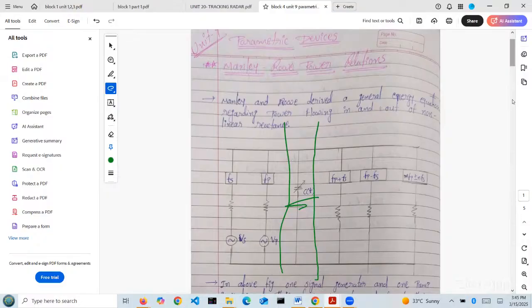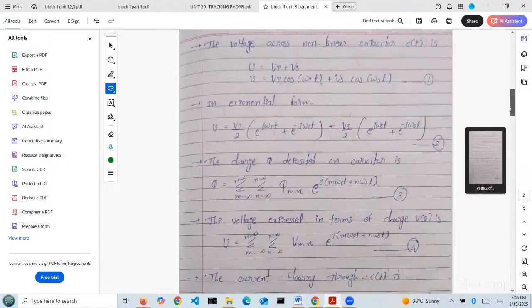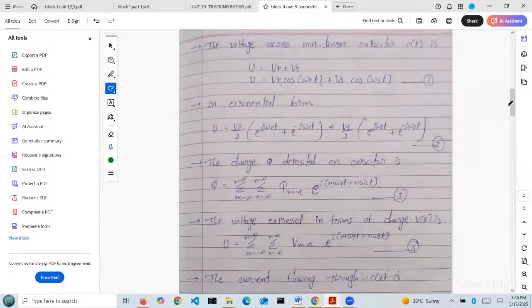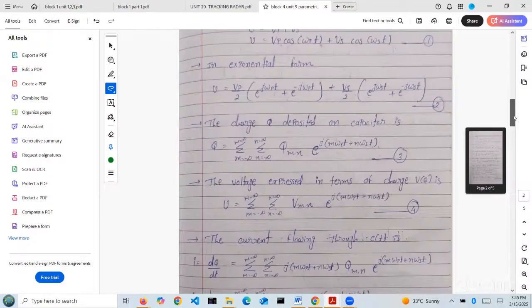In place of cos, I substituted e power x equal to e power x plus e power minus x by 2, and I wrote the charge formula. After writing the charge formula, the voltage formula is written again. Again current is calculated, dq by dt. The Q equation, whatever we have, I differentiated.